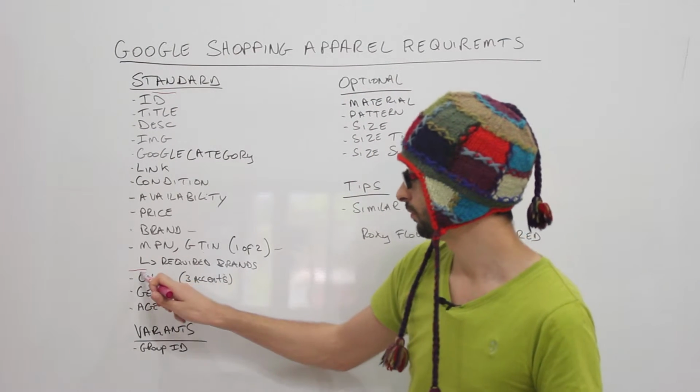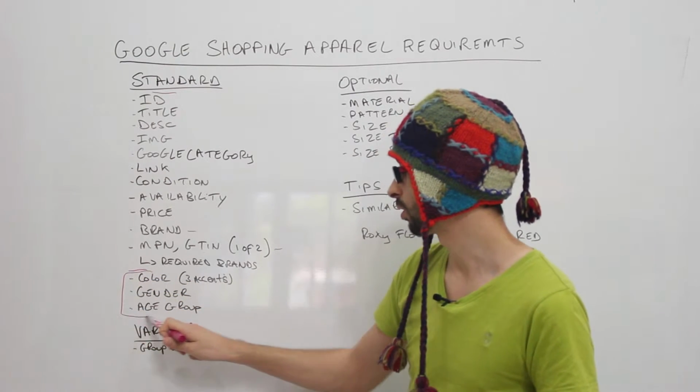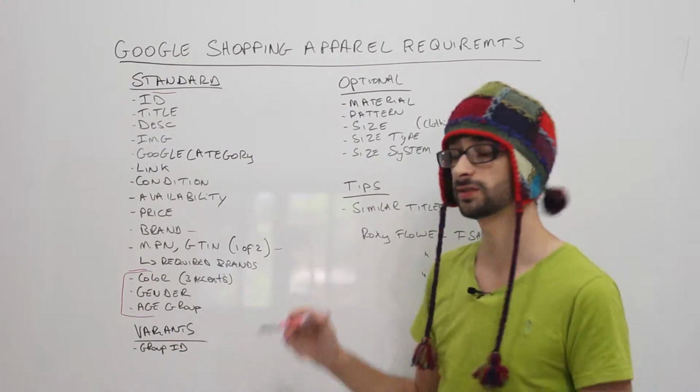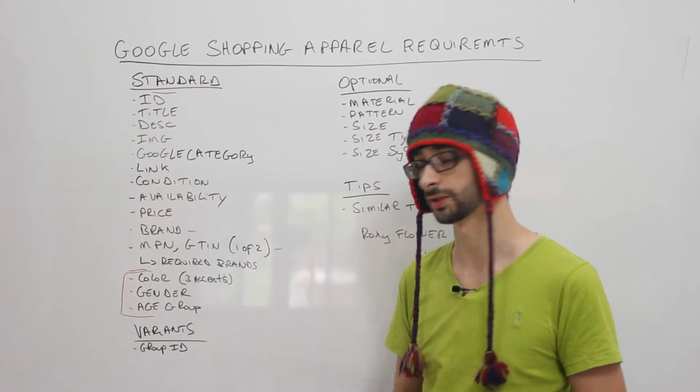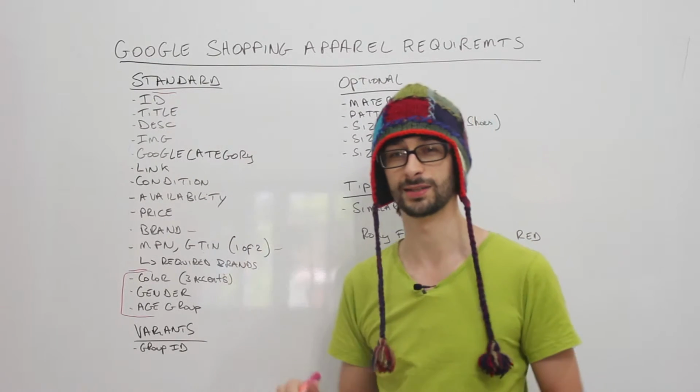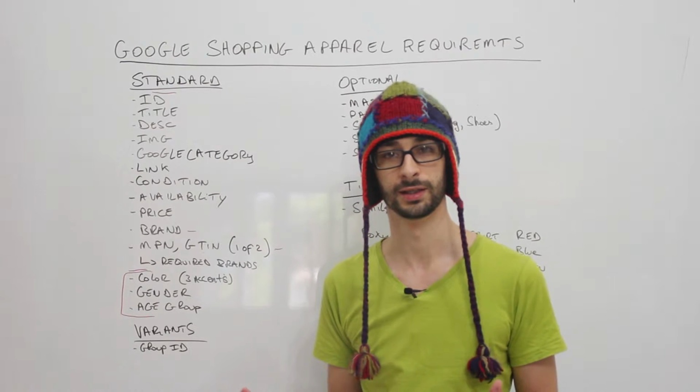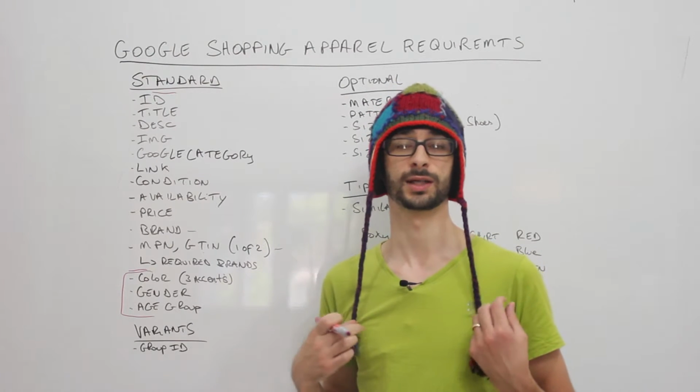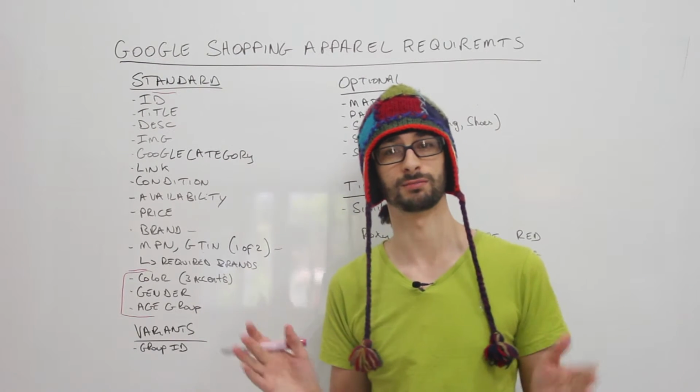Now we will focus on what is required for apparel products in the standard products. When I talk about standard, that means that you're just supplying one clothing item. So for example, this one in green, medium size, that's it, nothing else.